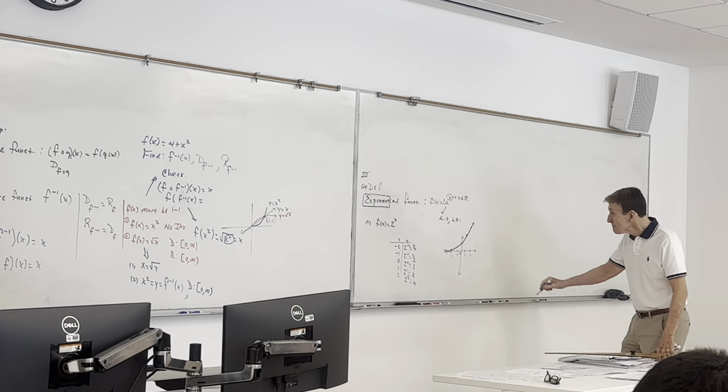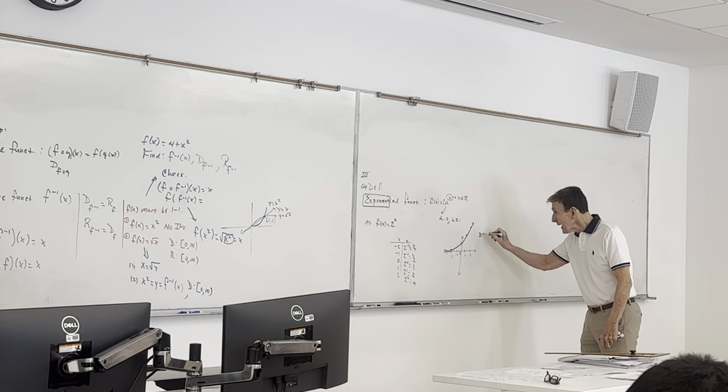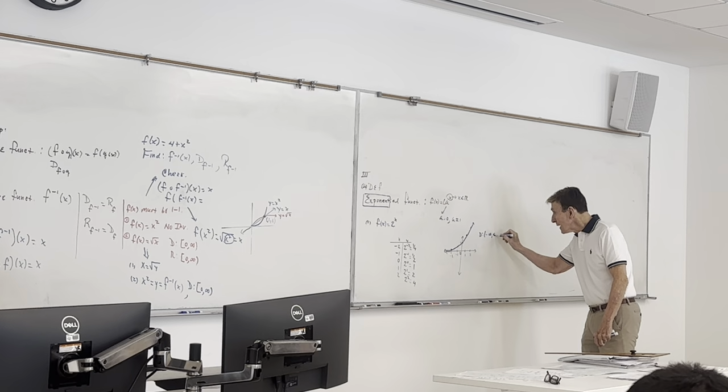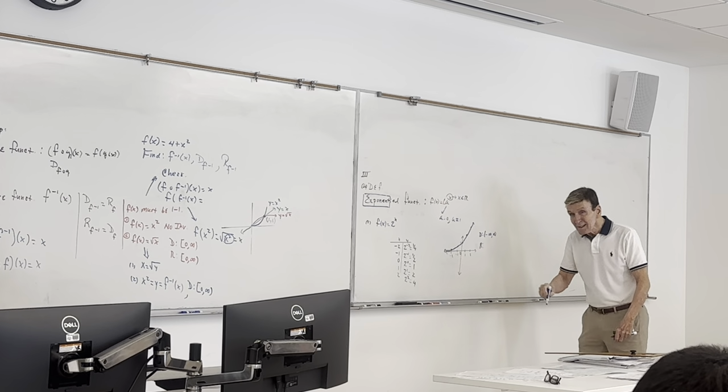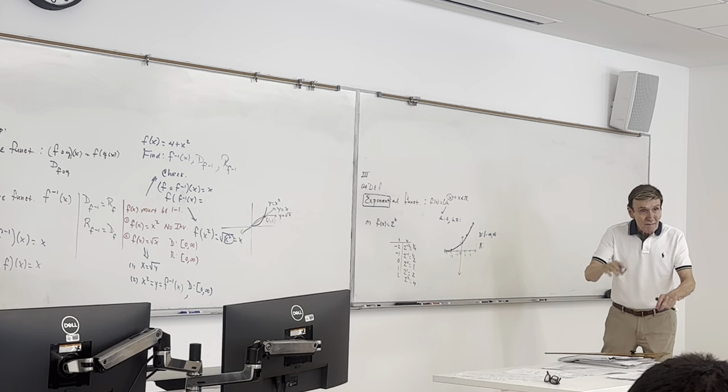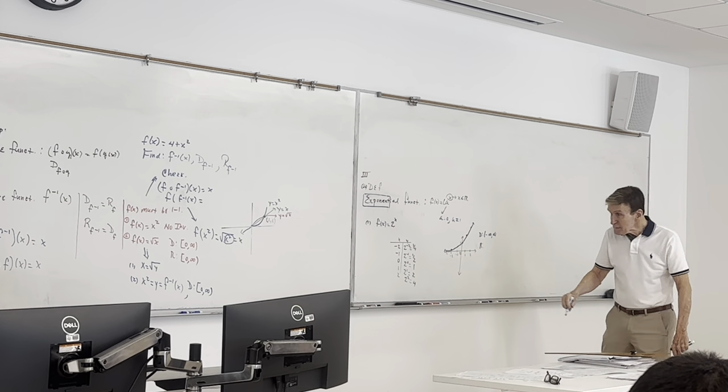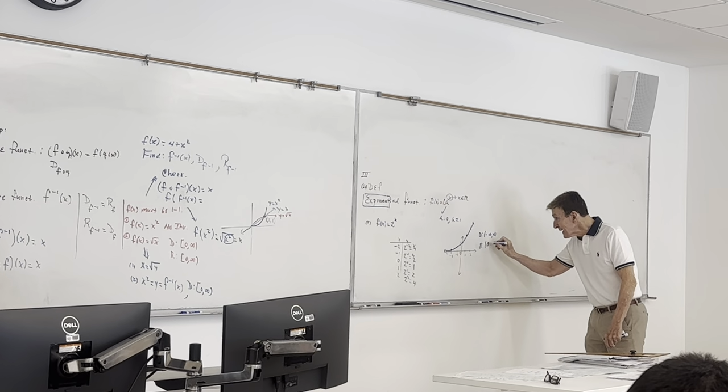Domain? From left to right, it looks like it's everything. Range, the up and down on this blue graph, looks like it's what? What's the up and down? Is it from 0 through infinity? And it looks like it's not including 0.